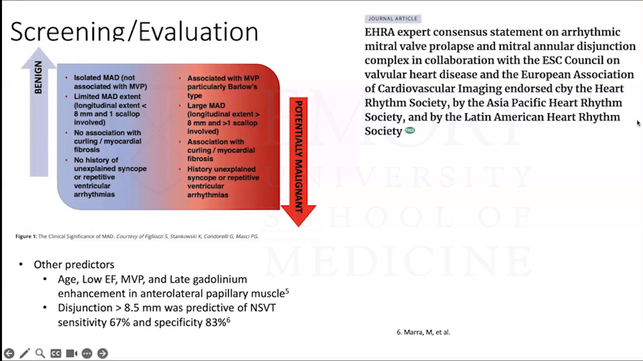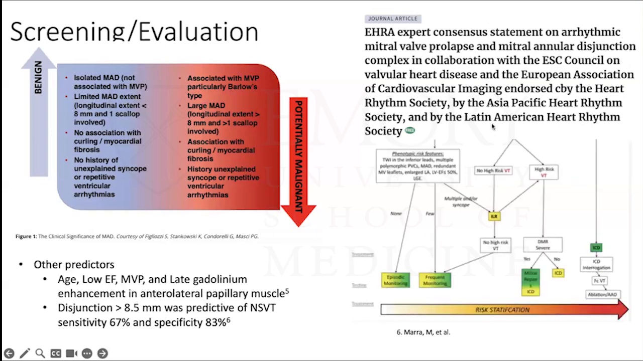So I really like this. I used this paper a lot in thinking about how we manage these patients. It's an EHRA expert consensus on arrhythmic mitral valve prolapse and mitral annular disjunction. It was done by the ESC Council, and it was endorsed by the Heart Rhythm Society, Asia Pacific Heart Rhythm Society, and Latin American Heart Rhythm Society. So it's an expert consensus statement that was joined by a lot of different groups, including the Heart Rhythm Society. So in this, we think about high-risk phenotypes.